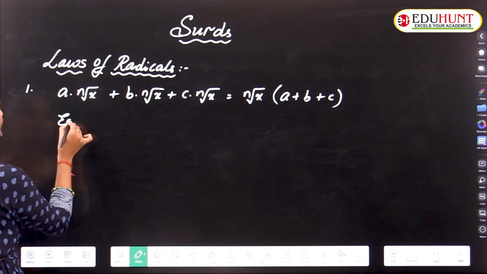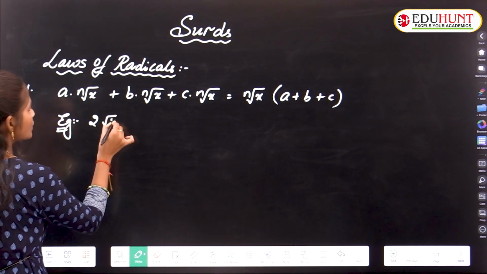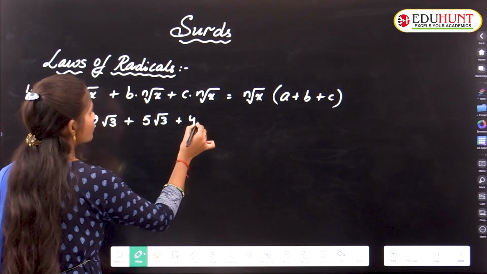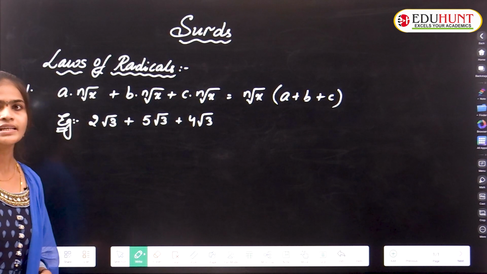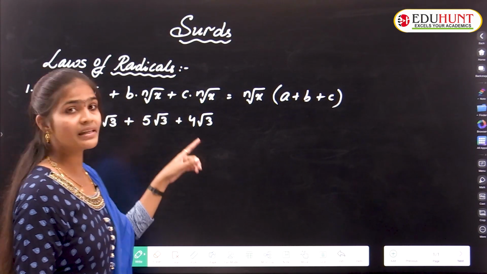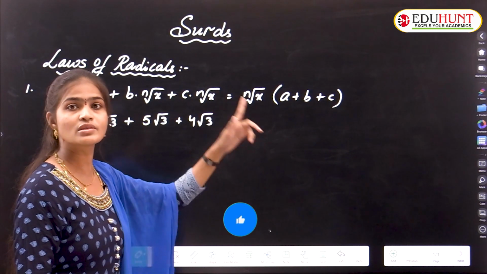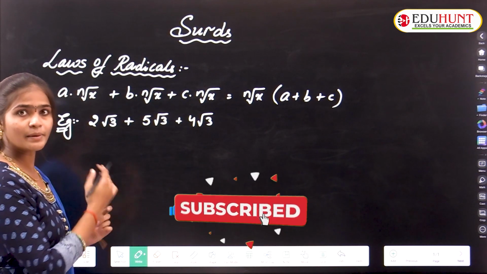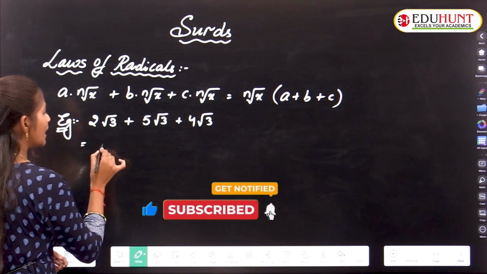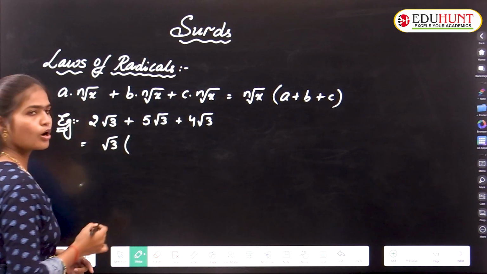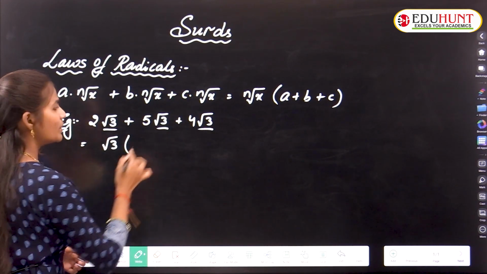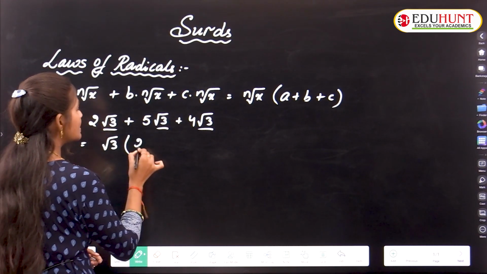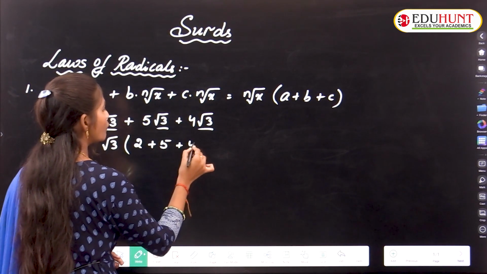Just one example. 2 square root of 3 plus 5 square root of 3 plus 4 square root of 3. Just observe that here we have the same irrational part, and their orders are also the same. So here square root of 3 and square root of 3: same irrational part and same surd. Now we have to take the same irrational part as common. The common thing first we have to write. Now we need to write the rational parts, so that is 2 plus 5 plus 4.